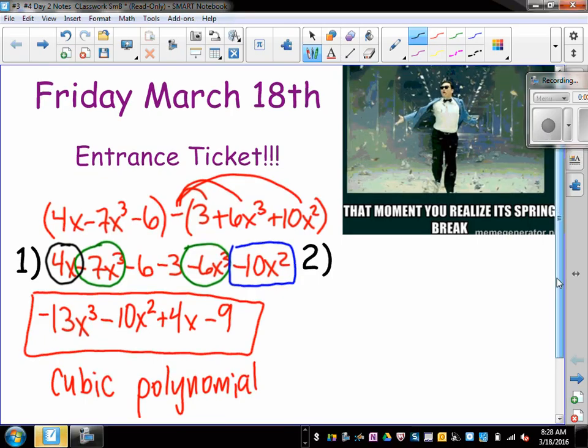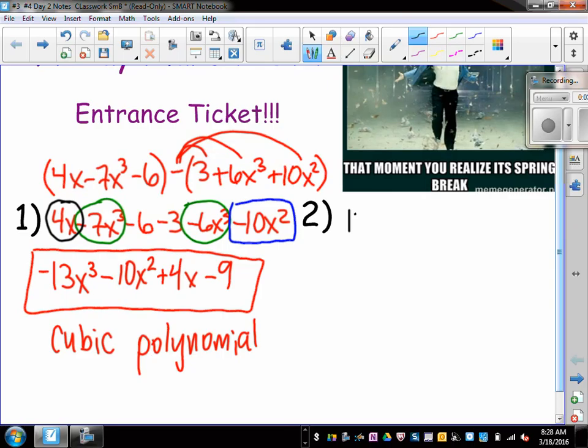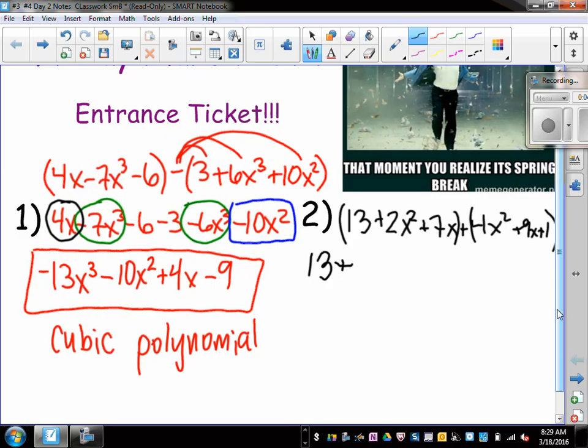Alright, our next one. We have 13 plus 2x squared plus 7x plus 4x squared, plus 9x plus 1. Again, if you do not see this problem, then that's probably number 1. Alright, do we need to distribute anything? No, it's addition, so we can just go and combine like terms. I can remove my parentheses because there's no need for them if I'm not subtracting.